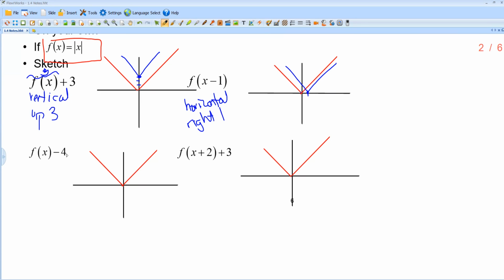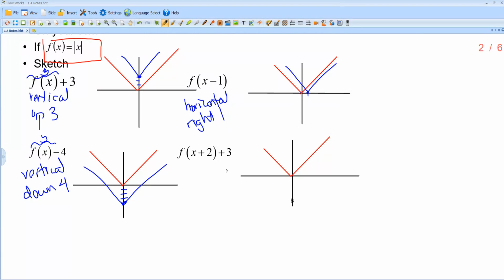F of x minus 4. This minus 4 is outside the parentheses. It's being subtracted from the whole function, which means it's vertical. Vertical things are not counterintuitive, which means I'm going down 4. So I'll drop this down 4 units and then just draw that function. Remember that when shifting, you're preserving the shape. These shapes, other than my art skills, are the same. I've just picked it up and moved it somewhere else.